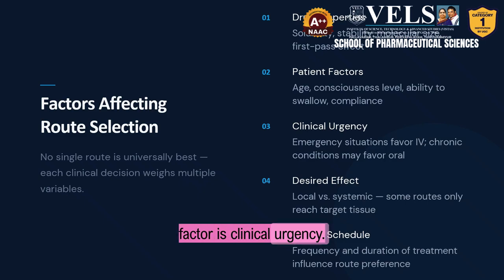The next factor is clinical urgency. Emergencies may require IV administration. The next factor is desired effect, local or systemic. The next factor is dose scheduling, frequency and duration of treatment. Route selection is a clinical decision based on both the drug and the patient.